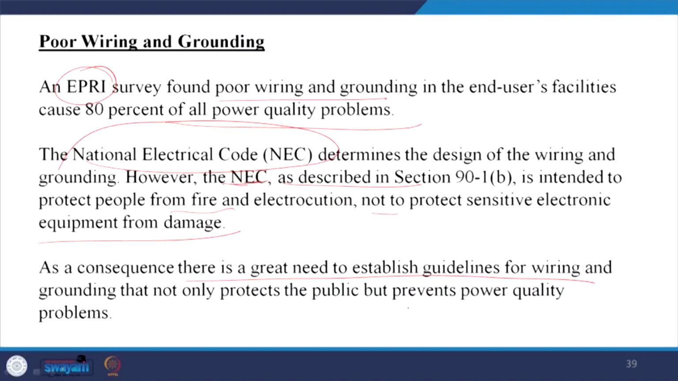As a consequence, there is a great need to establish guidelines for wiring and grounding that not only protect the public, but prevent power quality problems. We have taken care of only hazards, not the power quality problem as such, by this National Electric Code. For this reason, the standard has to be modified every couple of years, as a new problem arises and is reported. For this reason, you will find there are so many clauses and sub-clauses.